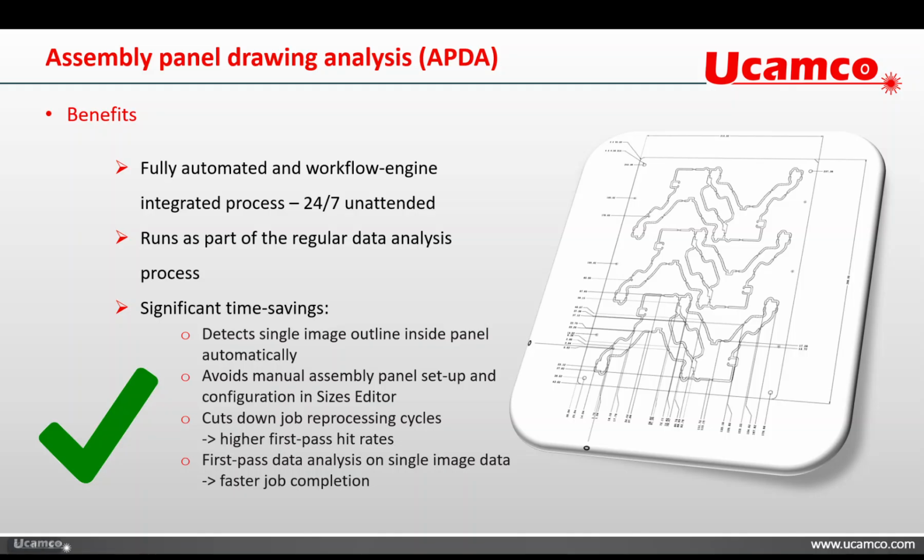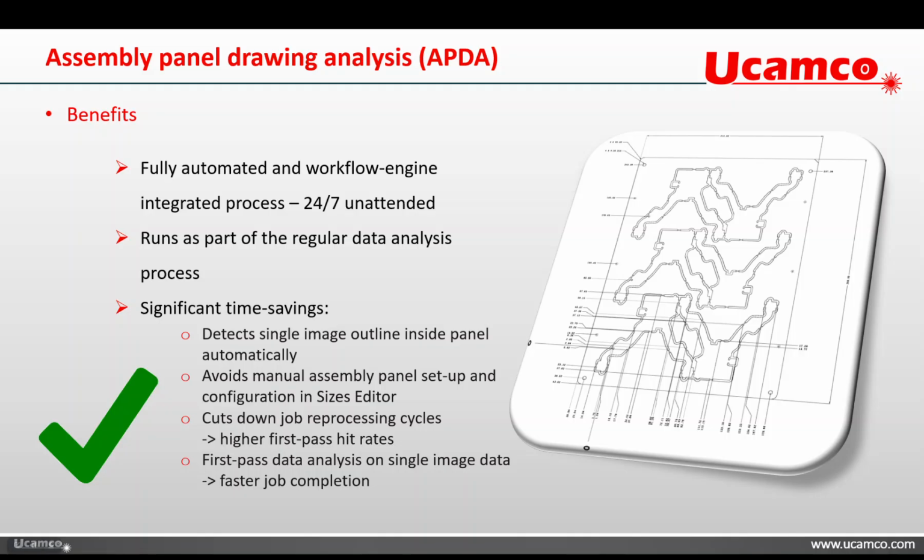The fact that this is done automatically now by this APDA license is going to cut down the number of job reprocessing cycles. The two manual actions that I was describing a minute ago, outline definition and assembly panel size setup, will require a partial rerun of the data analysis, because indeed for the single image outline, the QED values initially have been calculated towards the panel outline, which is not what you want.